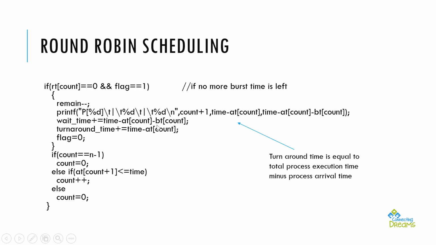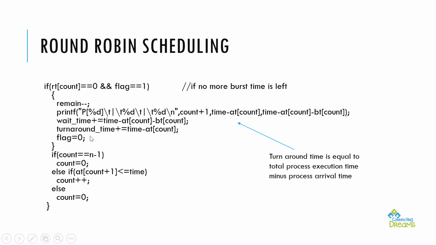Here, if there's no more burst time left, so all the burst times have been exhausted in their respective time quantums, we'll calculate the waiting time and turnaround time with the help of this formula. The turnaround time is equal to the total process execution time minus process arrival time. Whereas the waiting time is calculated by total process execution time minus process arrival time and minus burst time.